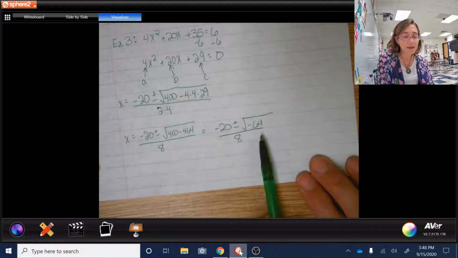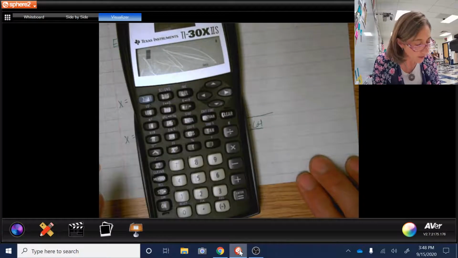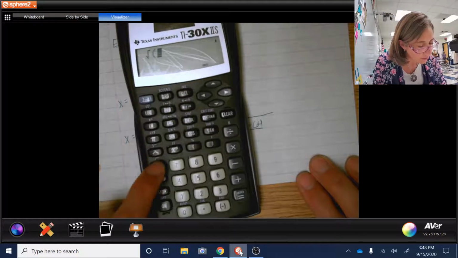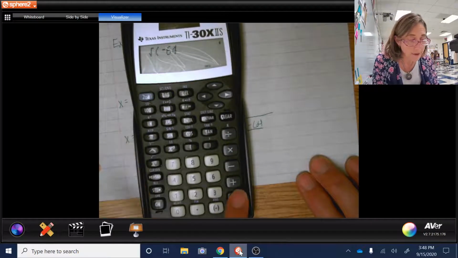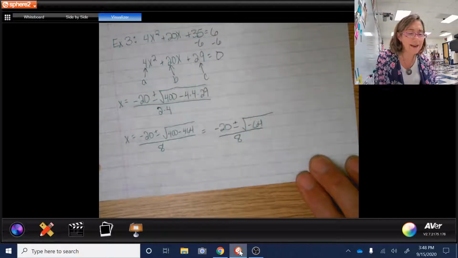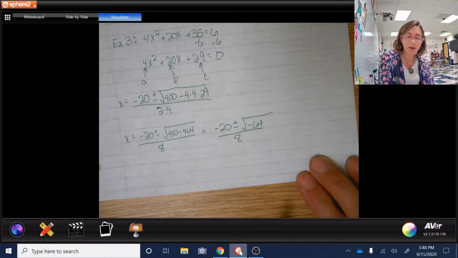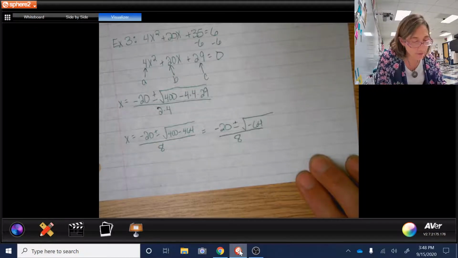Okay, so we need to square root the negative 64. Well, let's see what happens if I do that. So I am going to square root a negative 64. What's going to happen? Oh, domain error. What in the world? Why did it tell me that? Well, can we square root negative numbers? Well, we have to pretend. Do you remember when we talked about pretending that that negative wasn't there? So this is going to be an imaginary root.